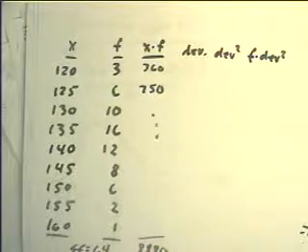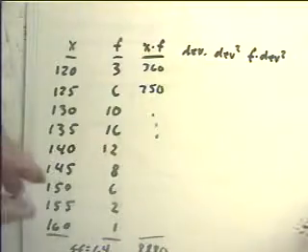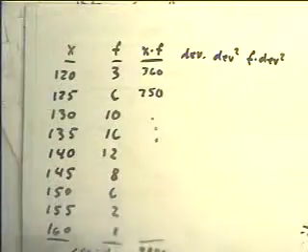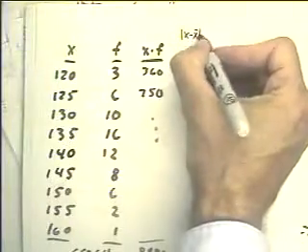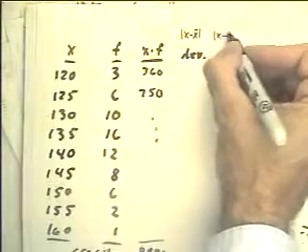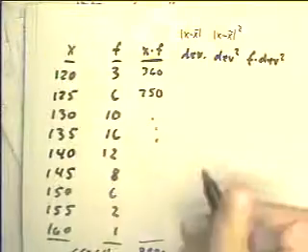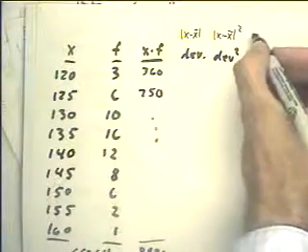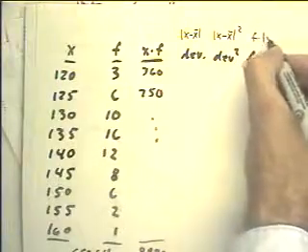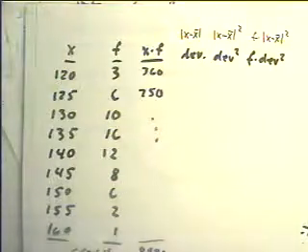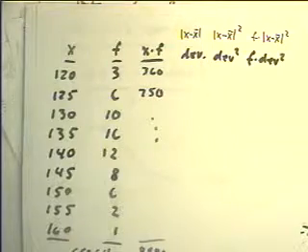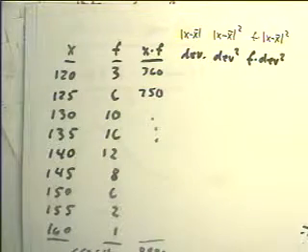Now the deviation here, and let's do that again. Deviation is just the absolute value of x minus x bar. The square is x minus x bar squared. So this will be the frequency times the absolute value of x minus x bar squared. So let's calculate these numbers.